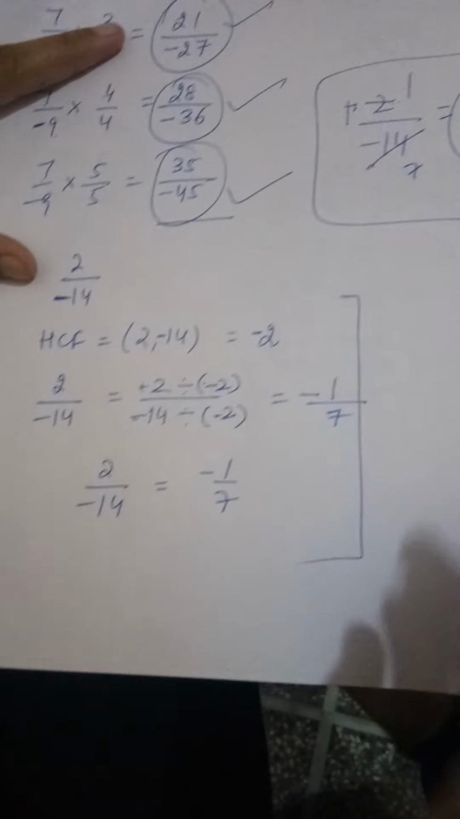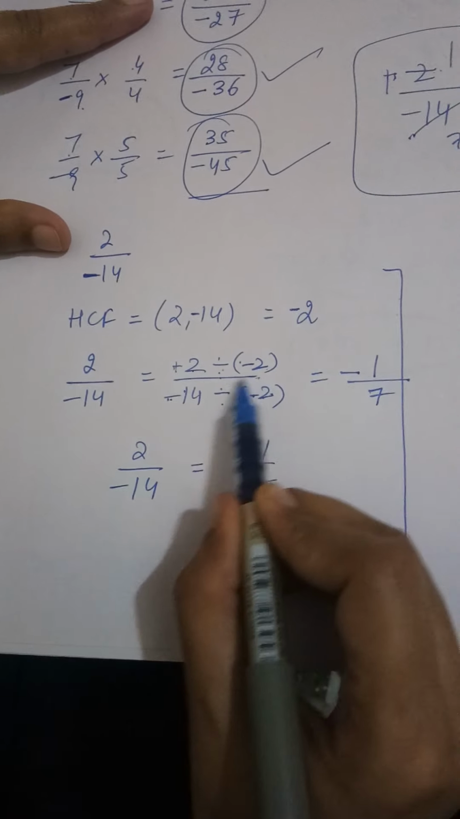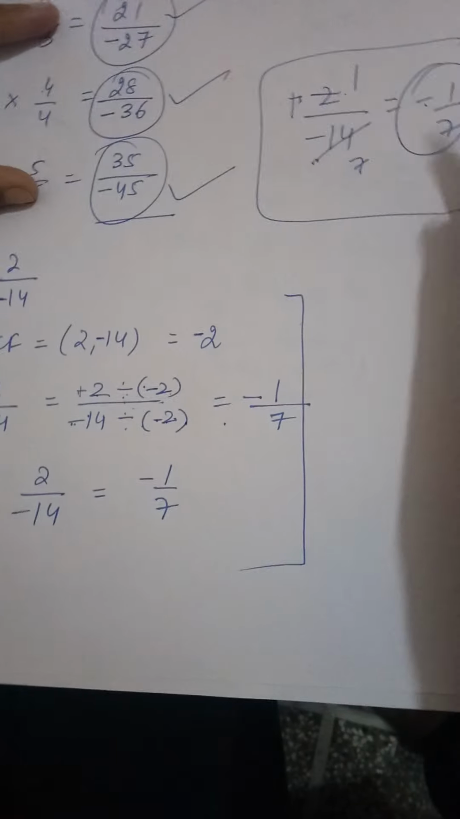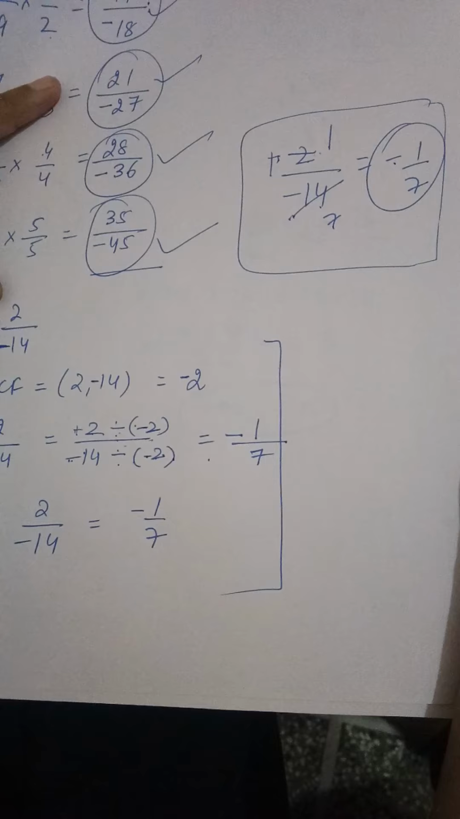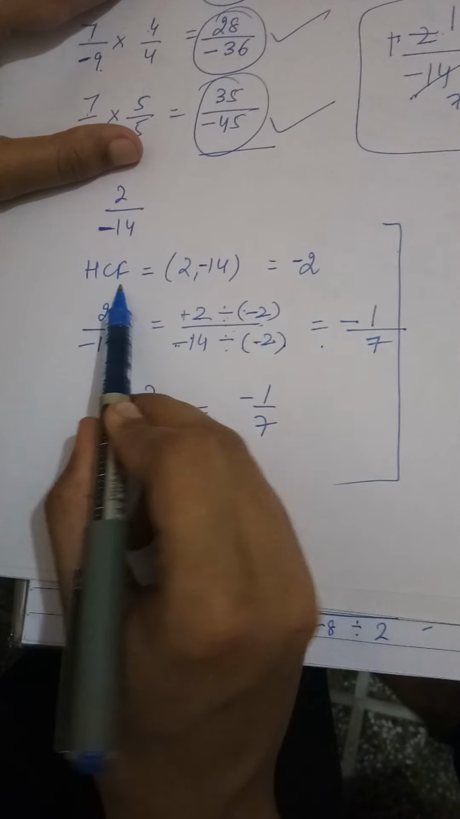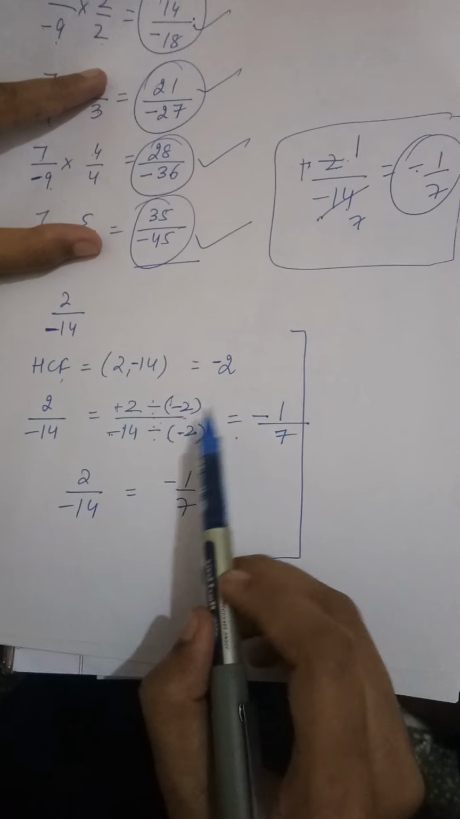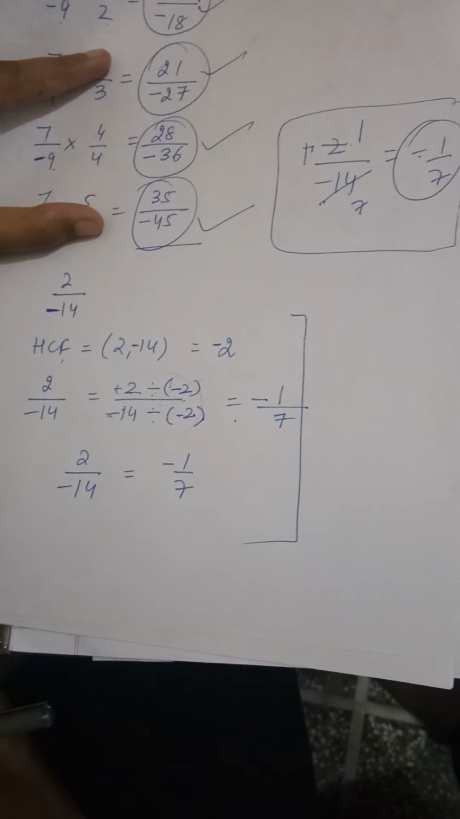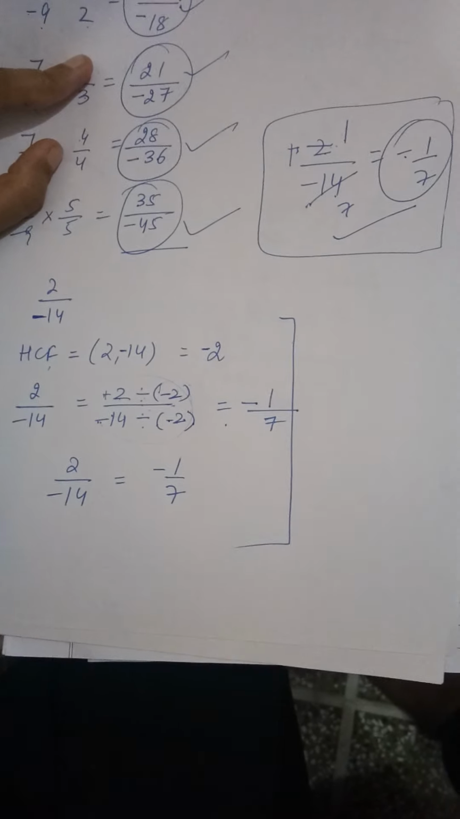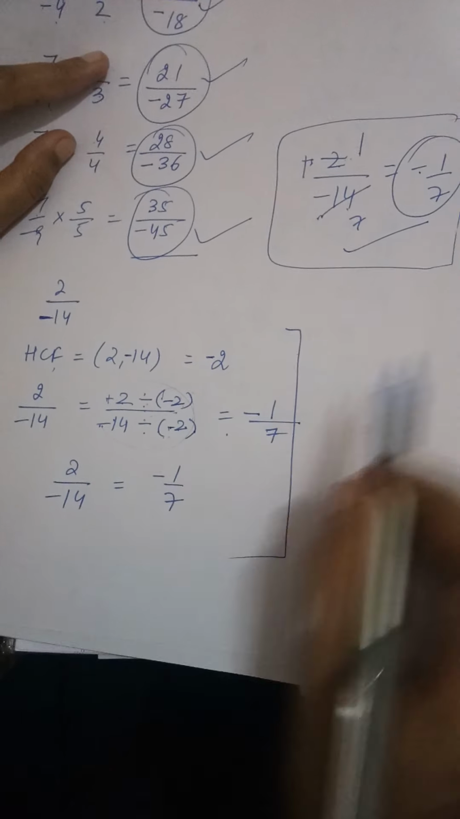But we have to show some explanation. Only this much part we have to show: on which table we have cancelled, that is the HCF. On what common table we have cancelled this, we are going to write here. That's why we are writing like this. Otherwise it is very simple, like this also we can do, but we have to show it here. Okay, now let's move to the B part.